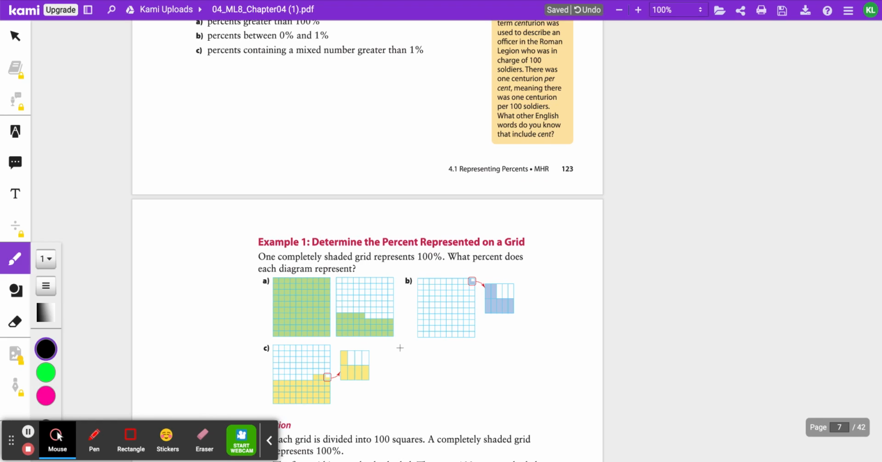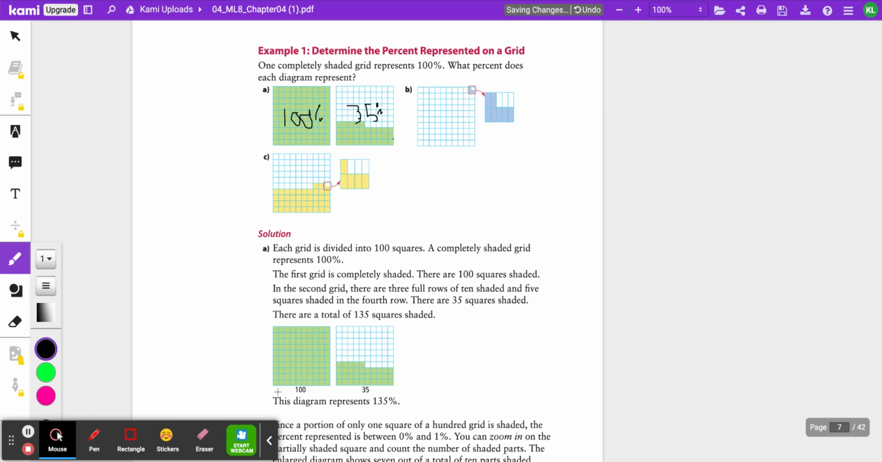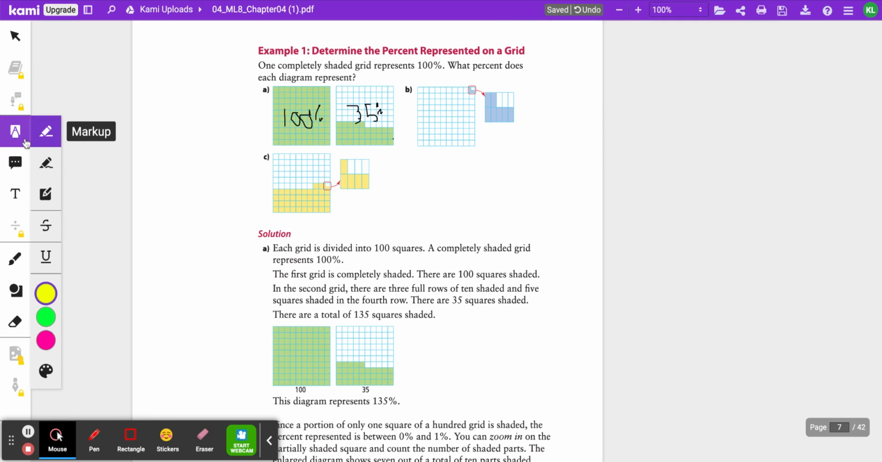Looking at example 1, we can have percents represented on a grid that are greater than 100% and less than 1%. So here I have one whole hundreds chart filled in. That is 100% of it filled in, plus however much is left in my second hundreds chart. I have 10, 20, 30, 1, 2, 3, 4, 5, 35%. 100 plus 35 equals 135% for question A.